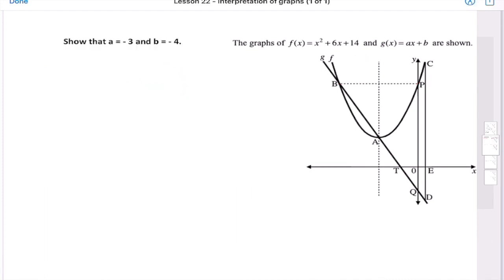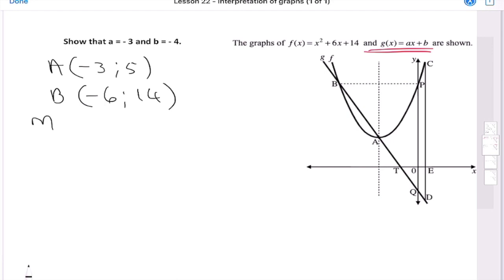Show that the value of a is equal to negative 3 and the value of b is equal to negative 4. One way you can do this is to work out the equation of the line AB. First of all, we need the gradient. Remember, we know point A, because that line passes through point A. We said point A is negative 3 and 5. Then we just worked out point B. We said point B is negative 6 and 14.